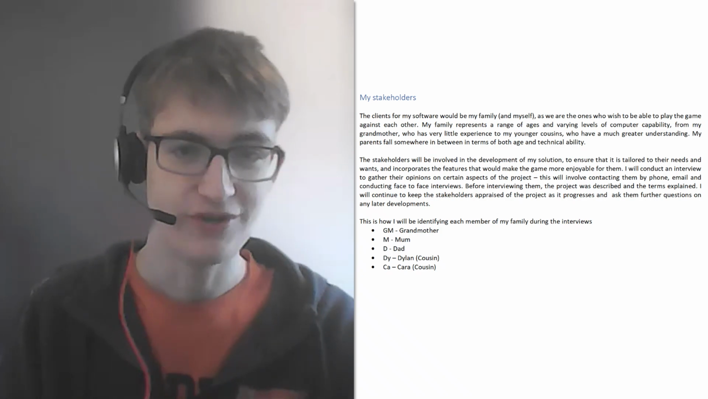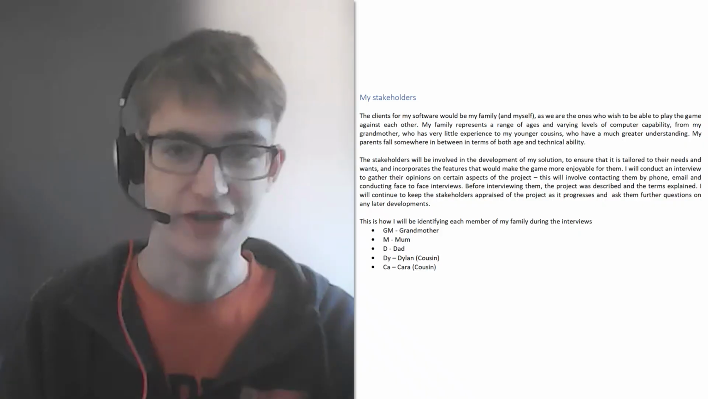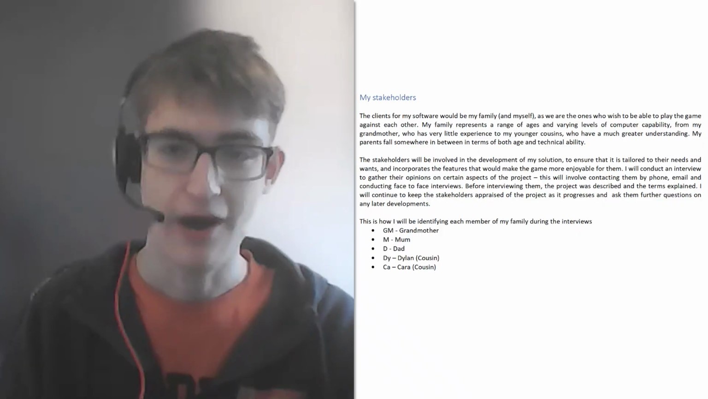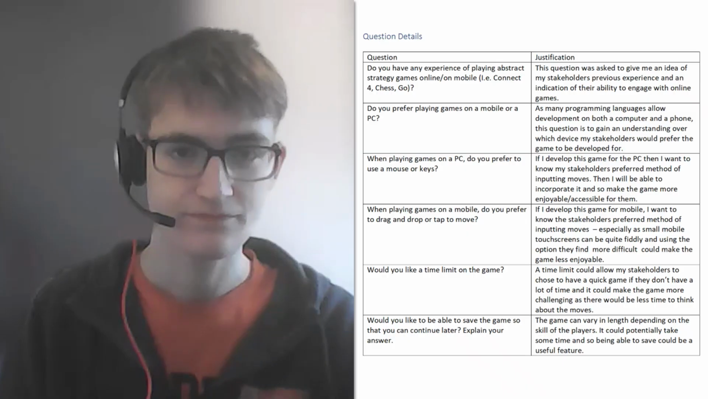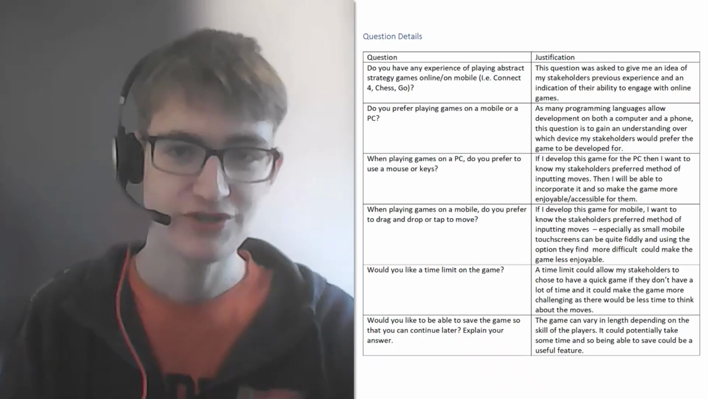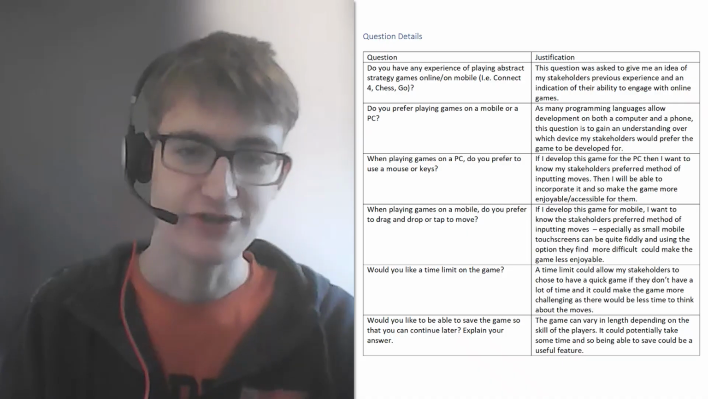In my first stakeholder section, I began by introducing my stakeholders, justifying why they should be involved in the project, and explaining how I would include them throughout the process. I devised a list of questions to ask them about their abilities and preferences, although, depending on the sort of project you're doing, you may want to focus more on their needs and requirements, and I justified why I included each question.